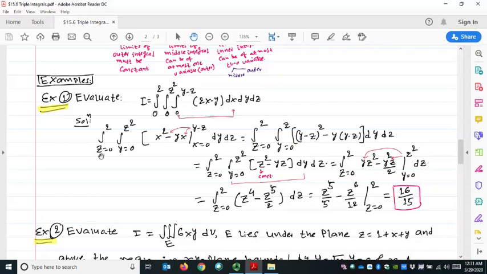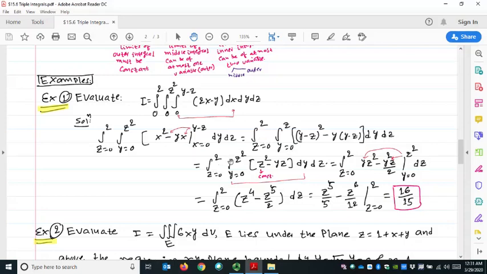Next, write down the z integral and y integral. Oh, this z is squared here. It's a typo. And then put x equals the upper limit y minus z. So (y minus z) squared minus (y minus z) times y, dy dz.